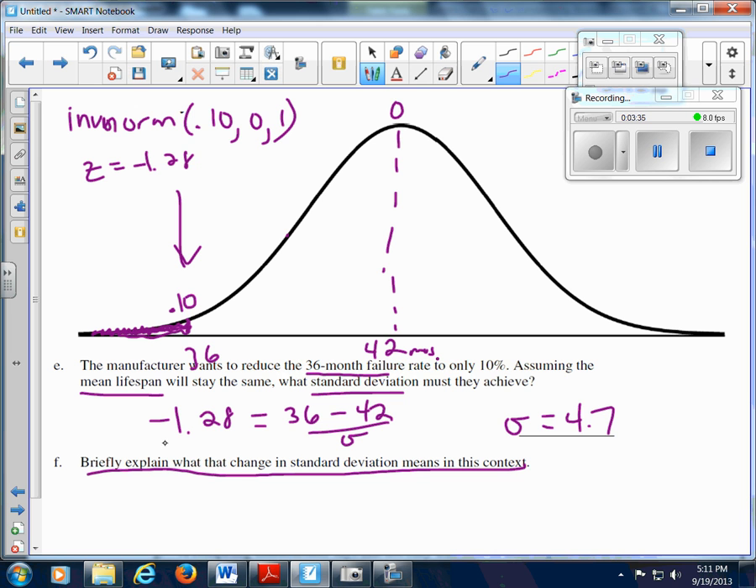So what it's doing basically to our graph is it's making it tighter. It's going to make it a little skinnier. Still going to have the same height, still going to have the same mean, but it's going to make it a little skinnier.